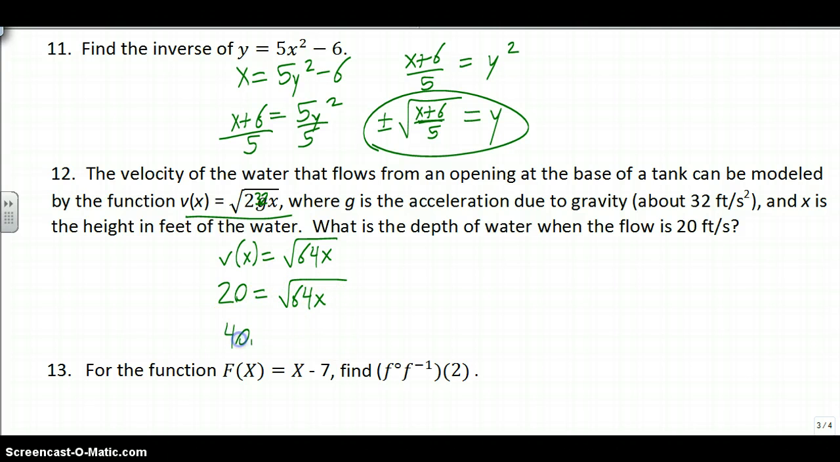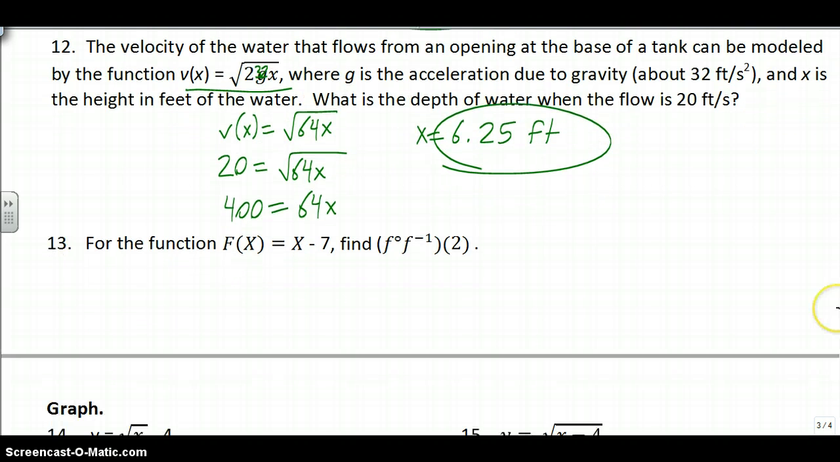Square both sides. So 400 equals 64x. You have to do some quick division. Grab a calculator here. 400 divided by 64 should be 6.25 feet. Don't forget your units. Okay.